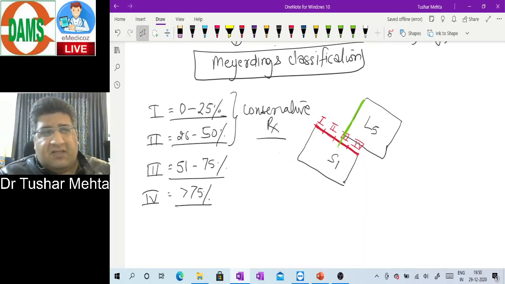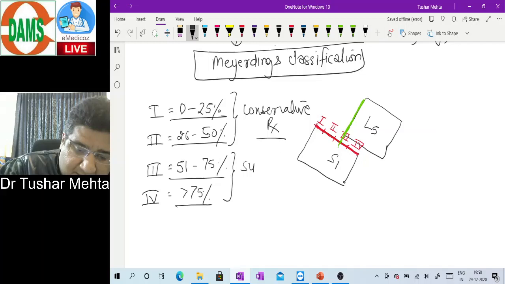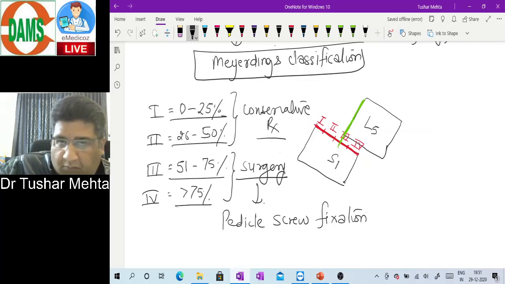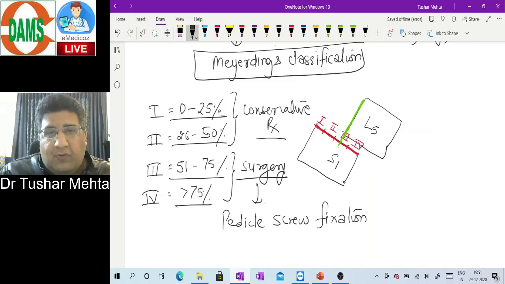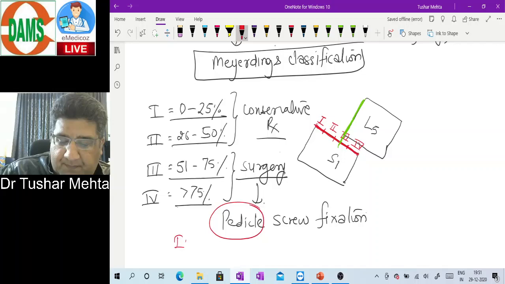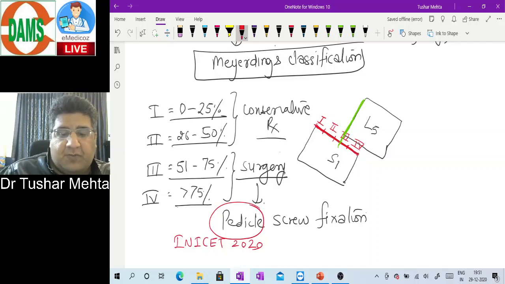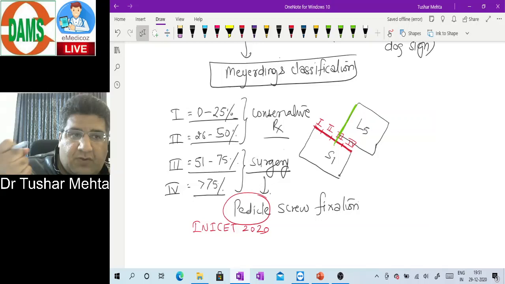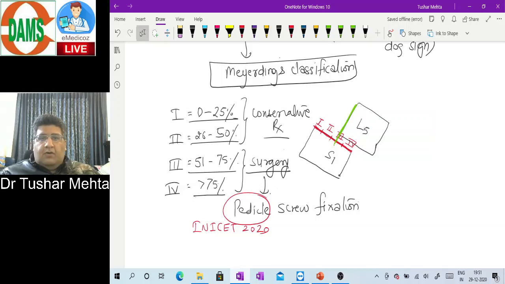When I say this part, that is essentially surgery. And what is that surgery? We do a particular screw fixation, which is called pedicle screw fixation. In the INICET that happened this year, this was asked as a question: in spine, when you do any instrumentation or any surgery, then you have to put a screw. Where do you put that screw? You put that screw into the pedicle, because that is the most important part, the strongest part of the spine, which will give the maximum purchase, hold, grip power to the spine. So category 1, category 2, conservative; category 3, category 4, surgery.